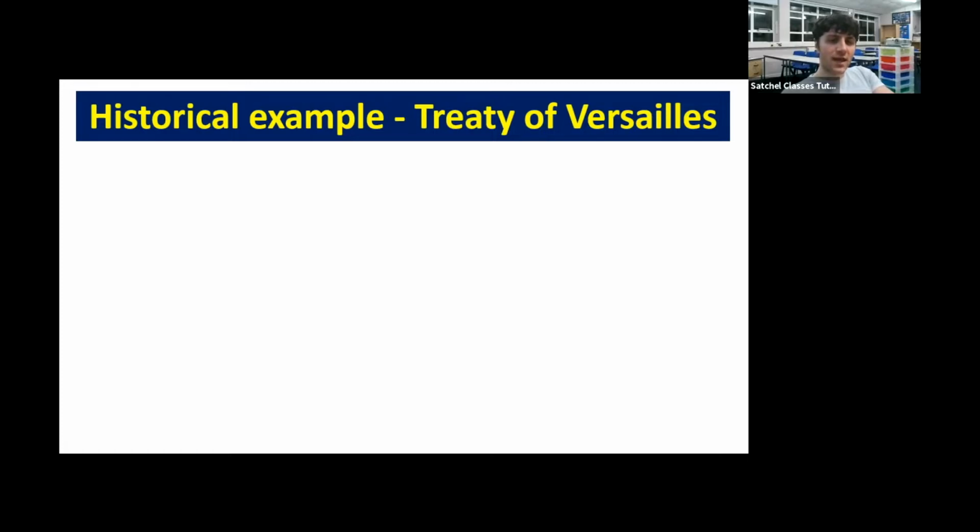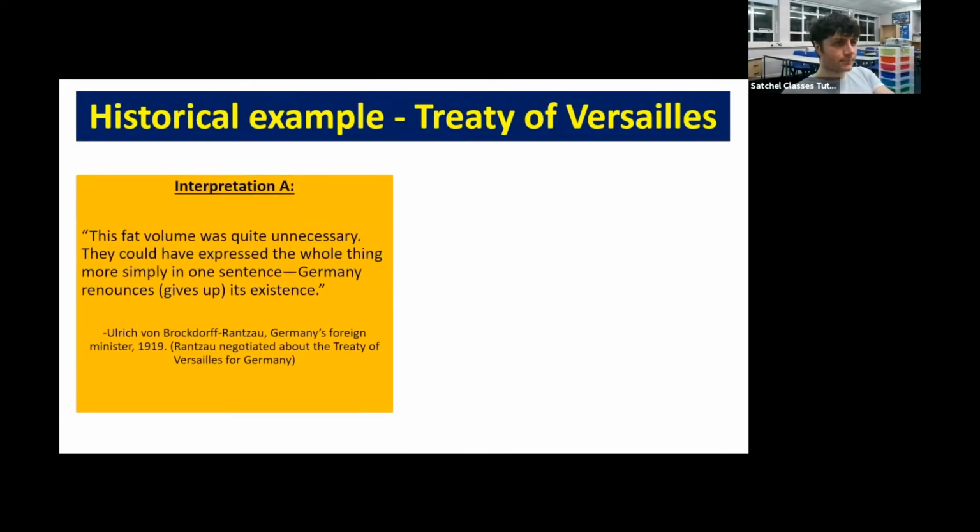They had to reduce their army down to just 100,000 soldiers. They had to give back Alsace-Lorraine to France. They had to accept responsibility, the guilt, the war guilt for starting the First World War. So this was very controversial with the Germans. So let's look at 2 interpretations on the Treaty of Versailles. Number 1, interpretation A. So this is Ulrich von Brockdorff-Rantzau, who was Germany's foreign minister and one of their negotiators on the Treaty of Versailles.